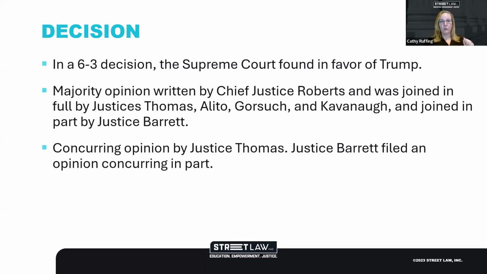Justice Thomas wrote a concurring opinion, and Justice Barrett joined the majority, but also filed an opinion concurring in part, which Gregg will explain in a moment.